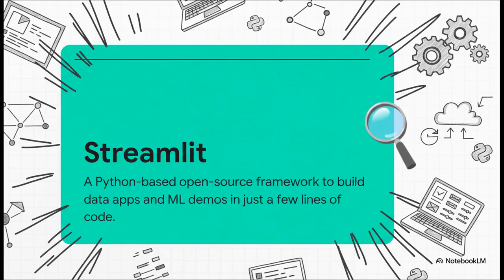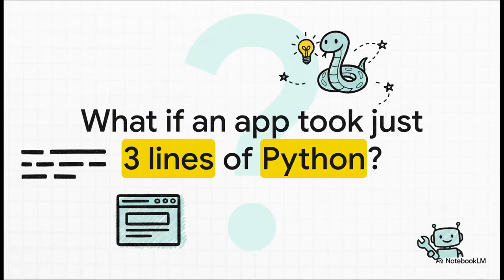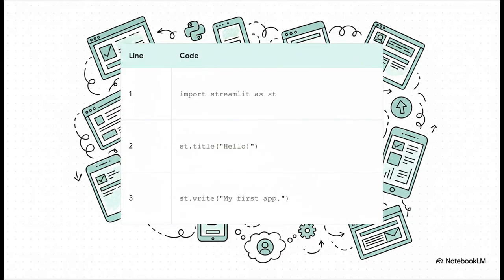Now, here's the magic part. You build the entire web app using only Python. That's it. No HTML, no CSS, no JavaScript. It handles all that complicated front-end and back-end stuff for you. Now, that might sound a little too good to be true, right? So let me just ask you this. What if I told you that you could build a real working web app in just 3 lines of Python code? And there it is.